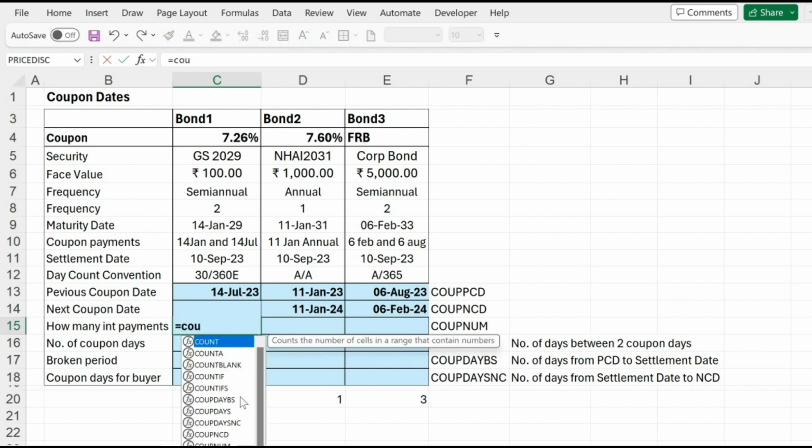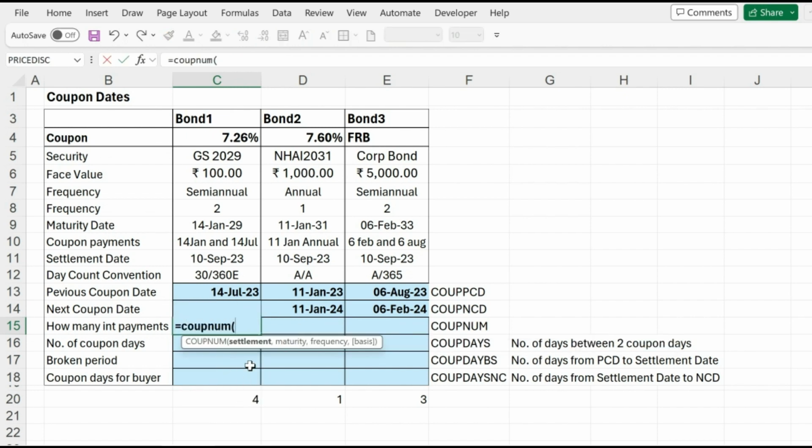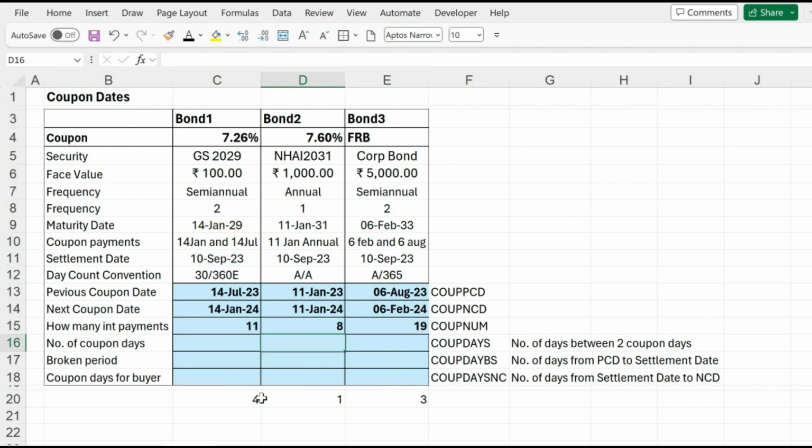How many coupons? So COUPNUM. Again, this is asking for settlement date, maturity date, frequency and basis. As you can see, it is asking almost similar parameters, similar inputs. You don't need to remember a lot of things while using these functions.